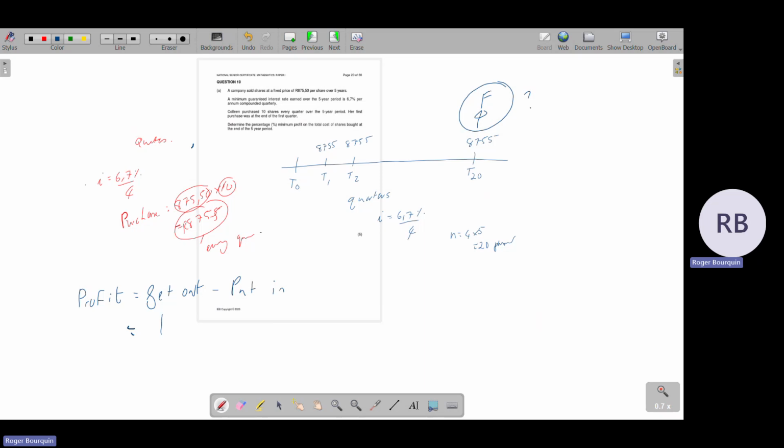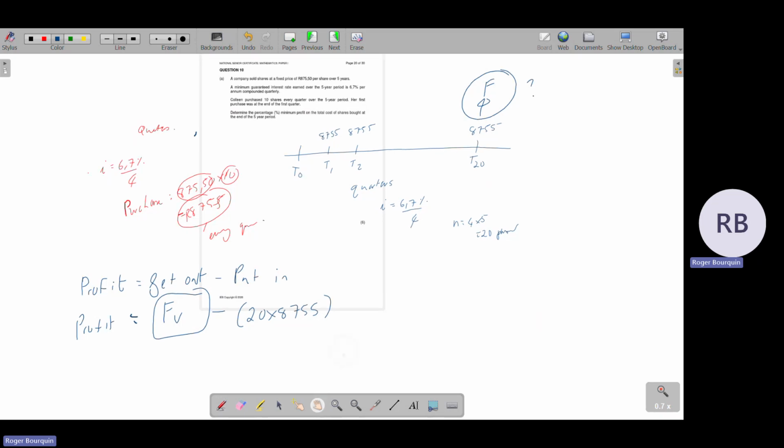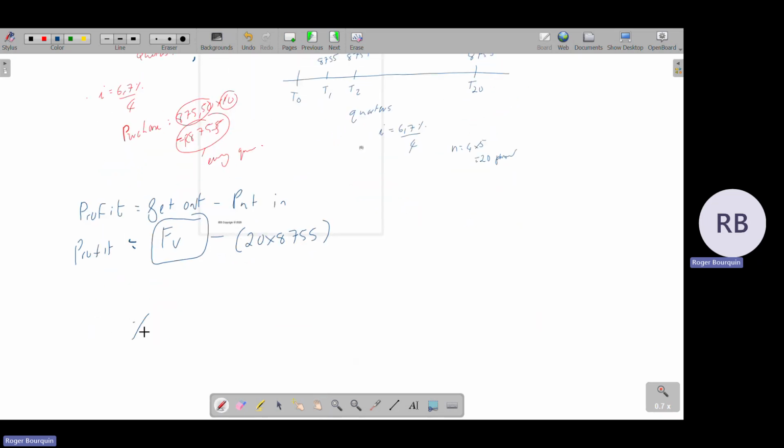To figure out what she gets out, I'm going to use the future value formula, right? How much did she put in? We know that already. How can we work that out? How many payments did she make of what amount? 20 payments of 8,755. So to figure out her profit, I'm first going to have to figure out that future value. And then, what is the percentage profit?